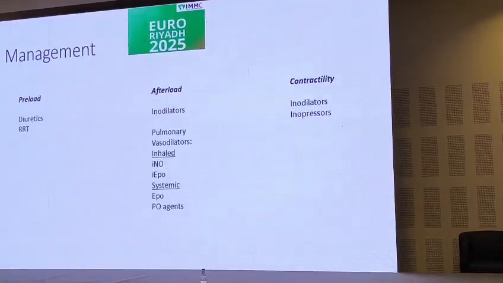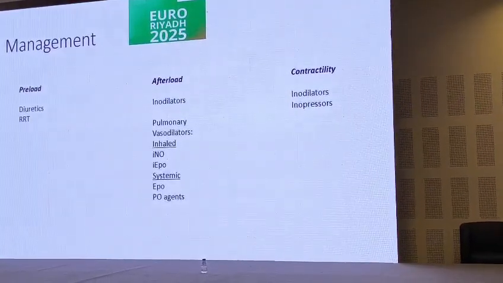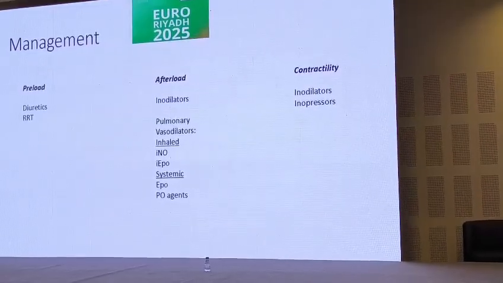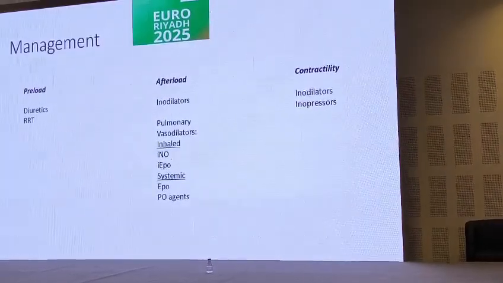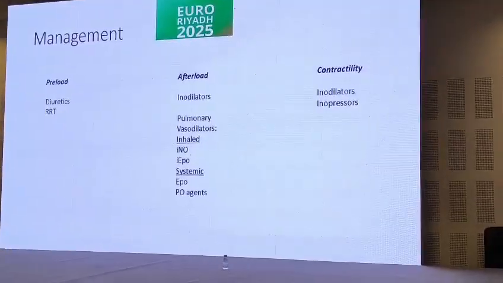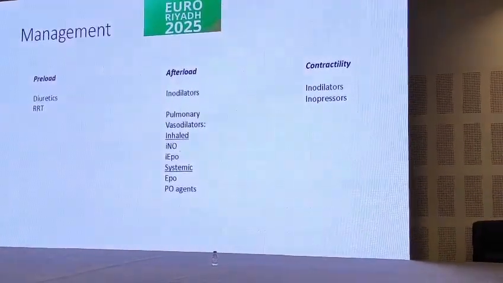Now, if your patient is ventilated, it could be inhaled, okay, iNO or epoprostenol. But sometimes you need systemic epoprostenol if you have a primary pulmonary hypertension case. But remember, that can drop your MAP so much. So the challenge is your systemic blood pressure.